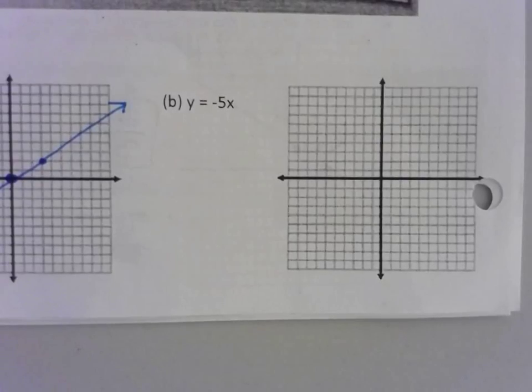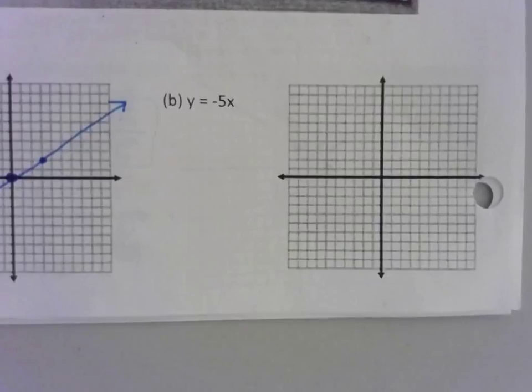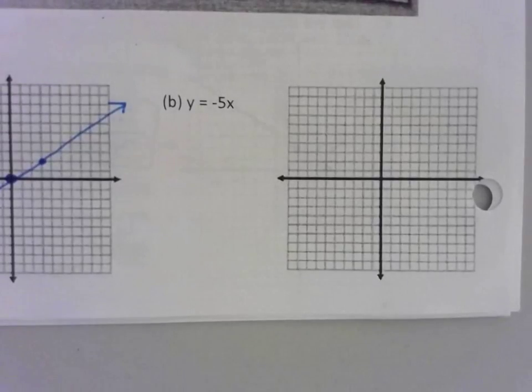Degree means the highest exponent. Do X and Y have a highest exponent of 1? Yes, there's no exponent there, so it's 1. Now, I could add 5x, and they would be added together. So this is linear. So I know it's going to create a line.